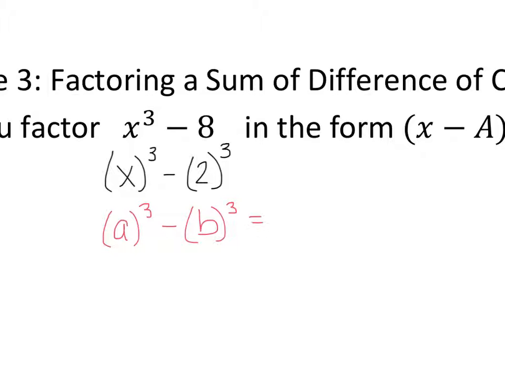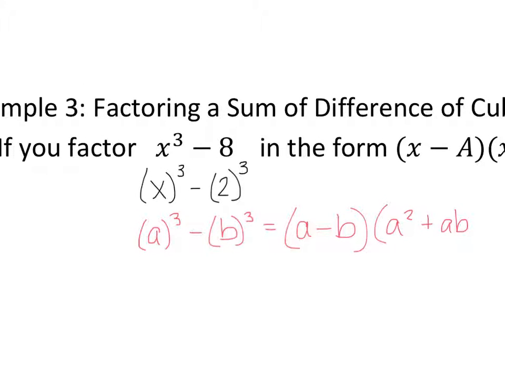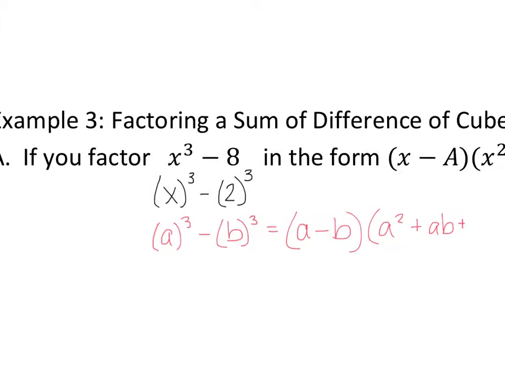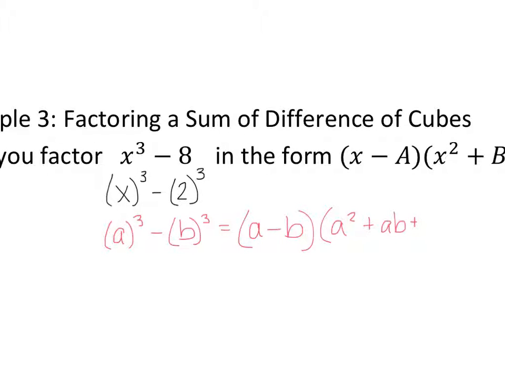I believe it's a minus b, a squared plus ab plus, oh, I messed up. All right. Because it was the minus, I used the second formula from the top. That makes sense, right? Okay.